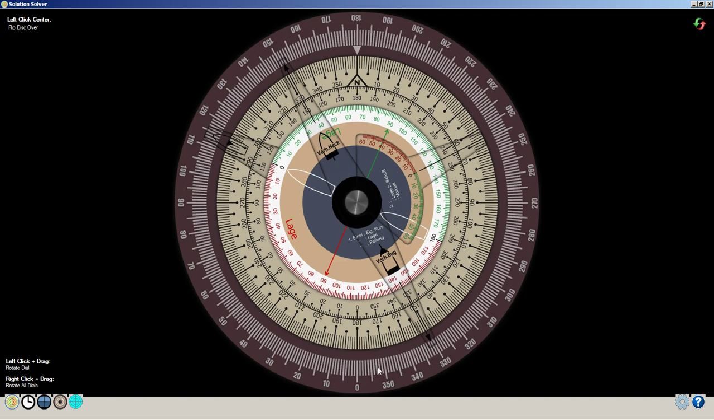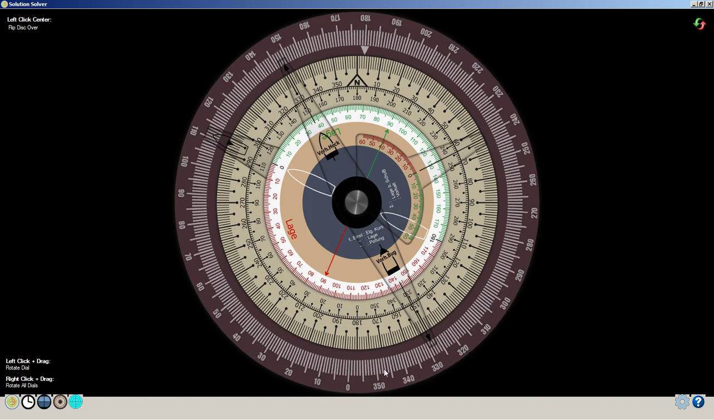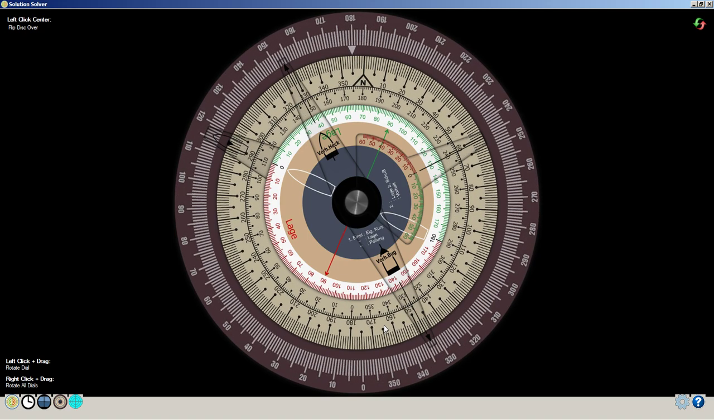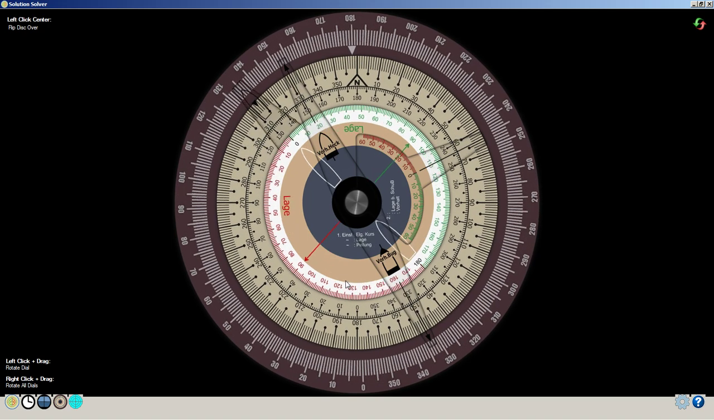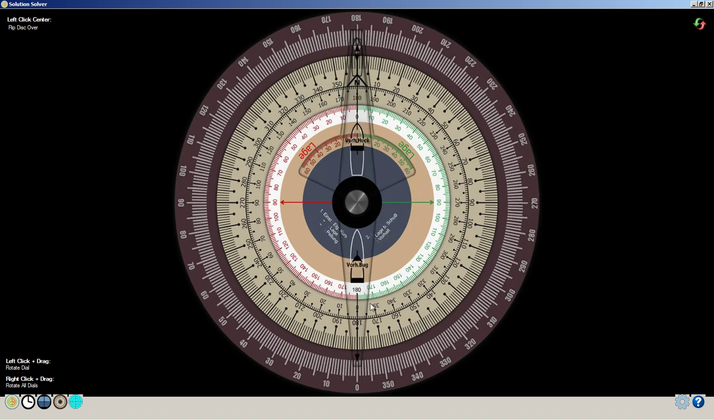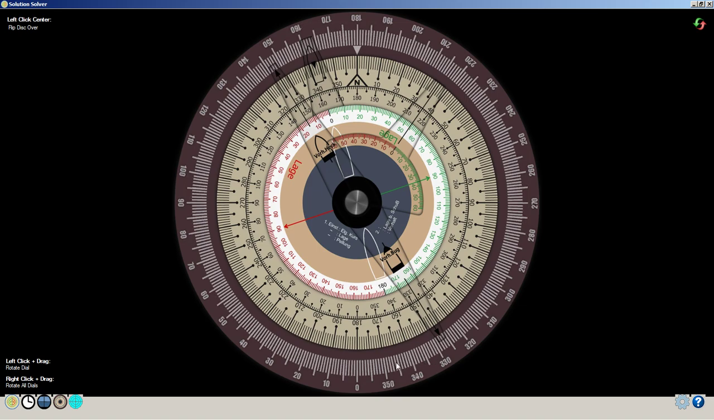what you've got here is really three dials. There's this first one, the outer, this middle one, and then this inner dial here. The outer ring is flipped because it represents either relative bearing for a particular course or a gyro angle. That's what this is doing here.